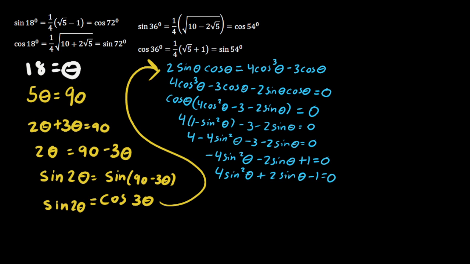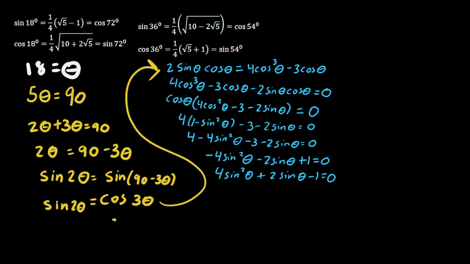Alright? And now what we want to do is solve for sine theta. You may have noticed that this is a quadratic. If we wrote it like 4x squared plus 2x minus 1 equals 0, what would you do to solve it? You would put it in the quadratic formula, right? To get the roots. So that's what we're going to do. We're going to put it into the quadratic formula to get the roots.